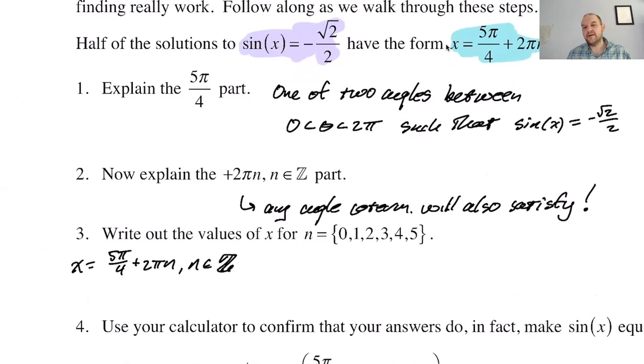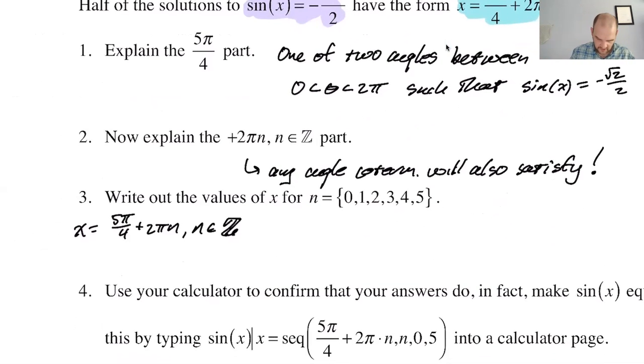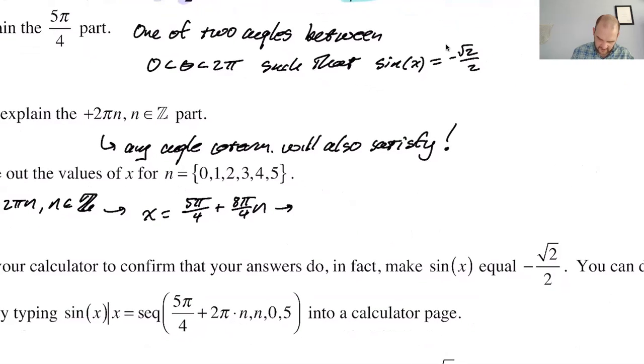Common denominators are so much your friend. So instead, think of it as 5 pi over 4. This is basically what you want to do when you're trig graphing. Let's make it 8 pi over 4 times n, right? And so now, if n is equal to 0, we get 5 pi over 4. If n is equal to 1, we get 13 pi over 4. Then we just keep adding 8, so 21 pi over 4, 29 pi over 4.